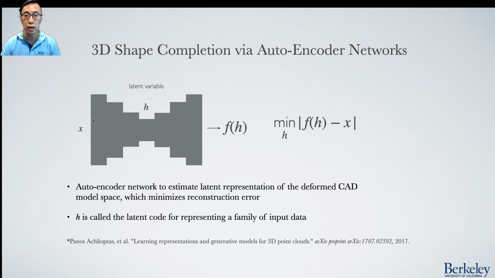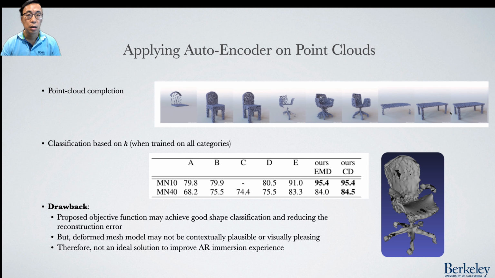In the paper, the authors gave a few validation examples, such as being able to complete point cloud with missing parts, and being able to use H as feature vectors for shape classification.